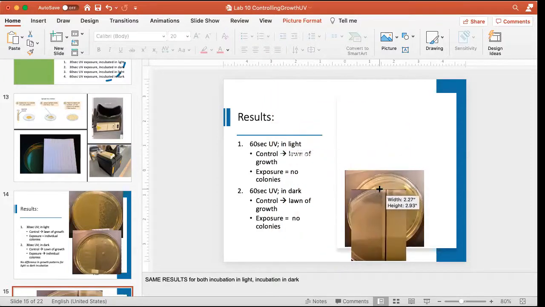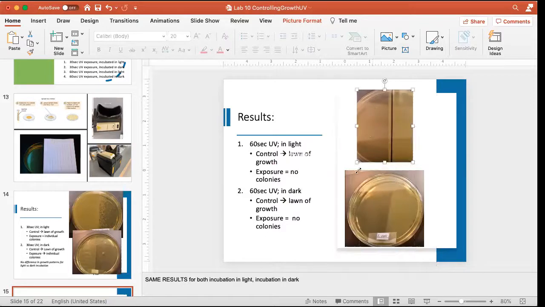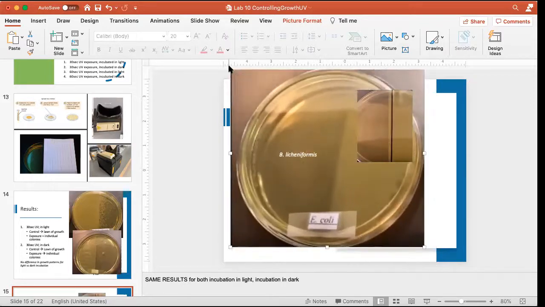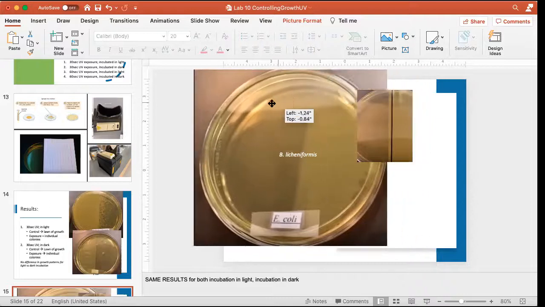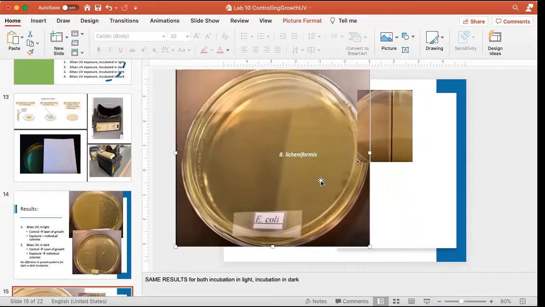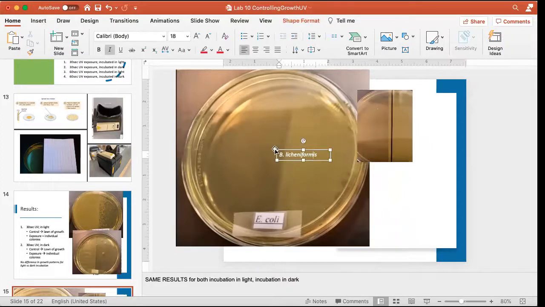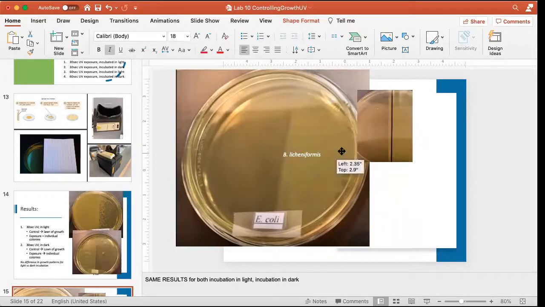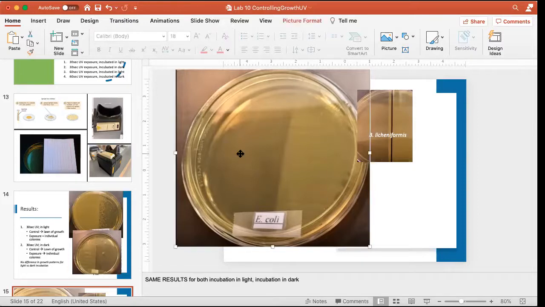If you look at the E. coli plate, very similar results. Here's that lawn on the control side, on the covered side. Sorry, I'm moving things around and I'm not moving my labels. This is the E. coli plate. No colonies on the side that got exposed to ultraviolet light for 60 seconds. Plenty of growth on the side that was protected, but nothing over here. So how do you read these plates?